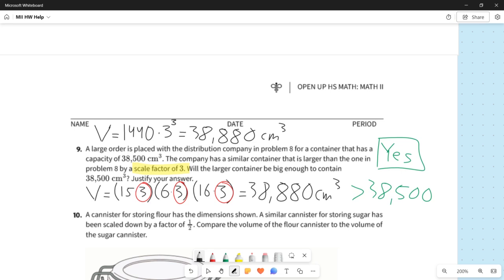In my opinion, I think that this method of using our scale factor and the volume that we got for question 8 is preferred, and I would say try to use this method if you can. However, you can fall back on the first way that we solved this problem, because obviously both of them result in the same answer of 38,880 cubic centimeters. And so therefore, yes, the larger container, no matter how you solve it, will be big enough.